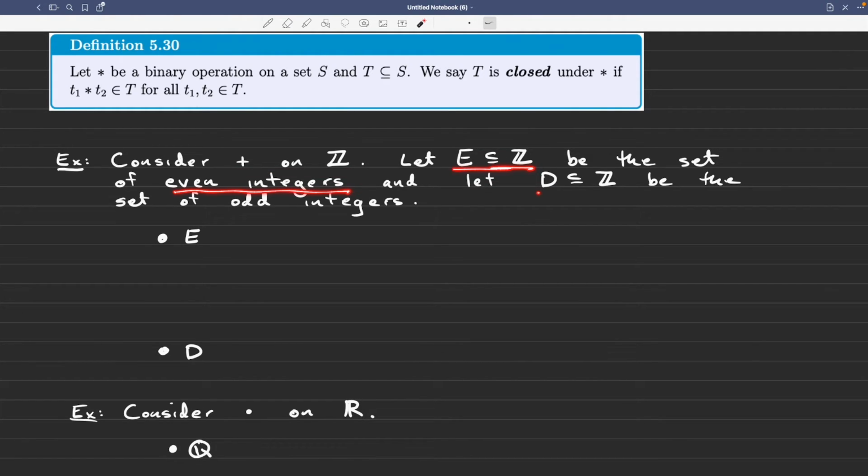And I'm also going to look at a subset D, which will be the odd integers. So I've got two subsets here that I'm going to think about: E and D. E is the evens and D is the odds. I guess I should have called it O, but I didn't want to get that confused with 0. But in any event, E is the evens.